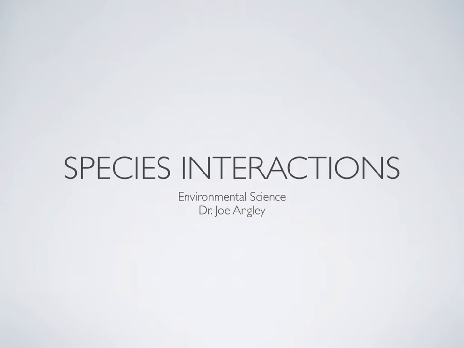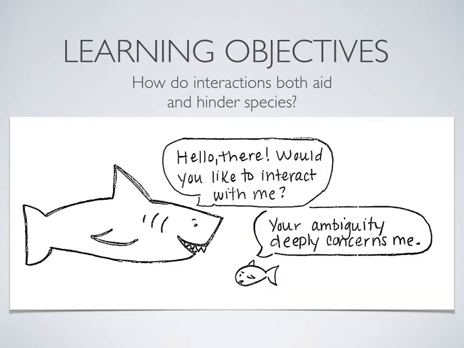In the last section, we learned how natural selection influences evolution. Of course, in order for a species to survive and evolve, it must continue to pass its genes on to future generations. So it's important that the members of the species have successful interactions with members of their own species and also other species. So our primary learning objective in this lesson is to understand how interactions among and between species can hinder or enhance survival, natural selection, and evolution.